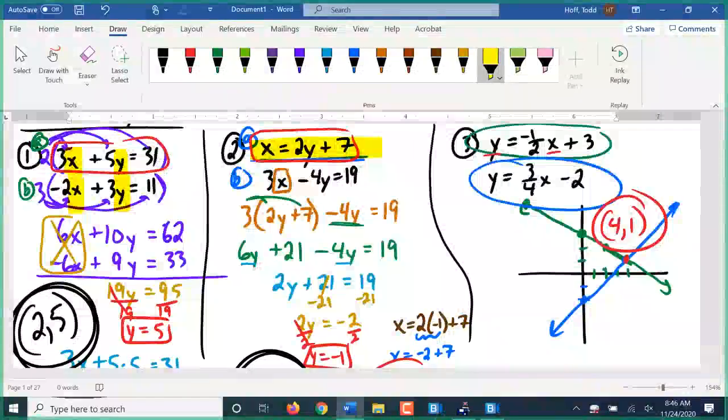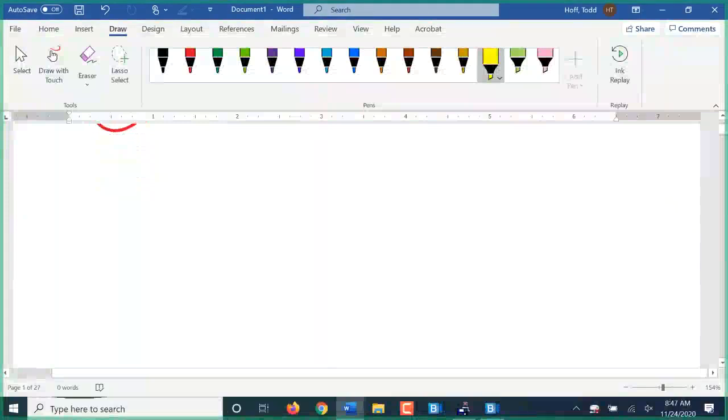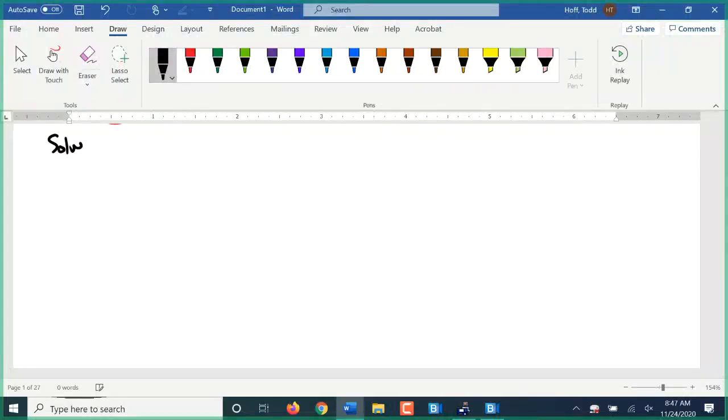So it's okay to have your favorite method, I do, but it's worth it to remember the other methods and be able to use them in certain cases, because there are some systems that are going to be a lot easier by one method over the others. Now, with that said, we're going to do some review today. I'm going to have you solve using, let's have you start out with graphing here.